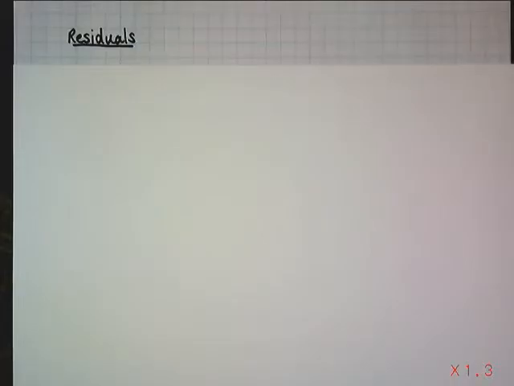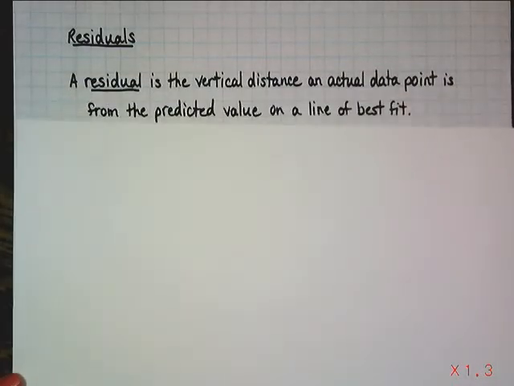In this video, I'm going to teach you about residuals, what they are, and how you display them. Let's start with the definition. The definition of a residual is the vertical distance an actual data point is from the predicted value on a line of best fit. It sounds really wordy, but let me help you understand it with some pictures.